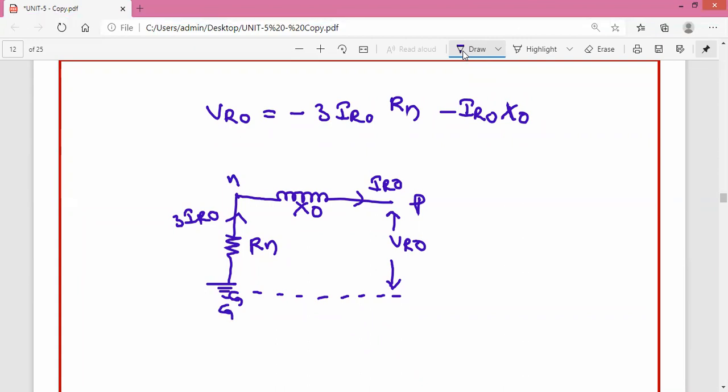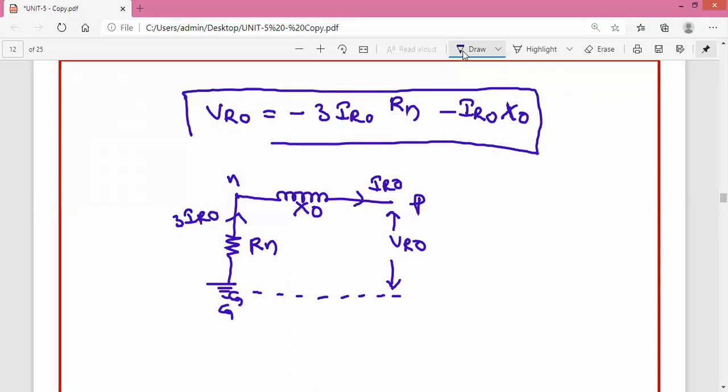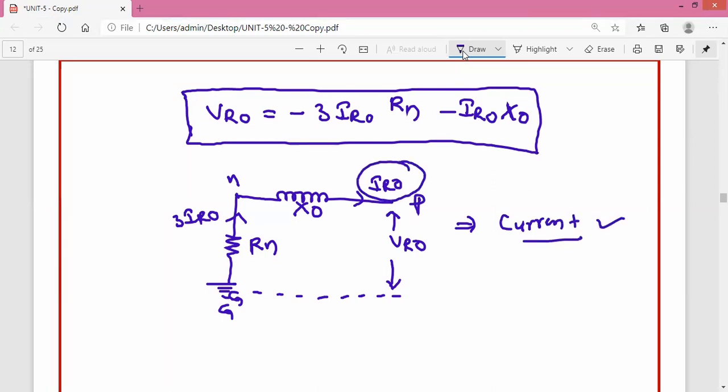Technically it is wrong, because if you are turning the equation into a circuit diagram, the equation is correct, but the circuit diagram is wrong because these components are connected in series. In the series, the current should be same, correct? So IR naught is the current flowing through the circuit here, and whenever you are coming to this part, the magnitude of the current is 3 IR naught. So technically, this circuit is wrong.